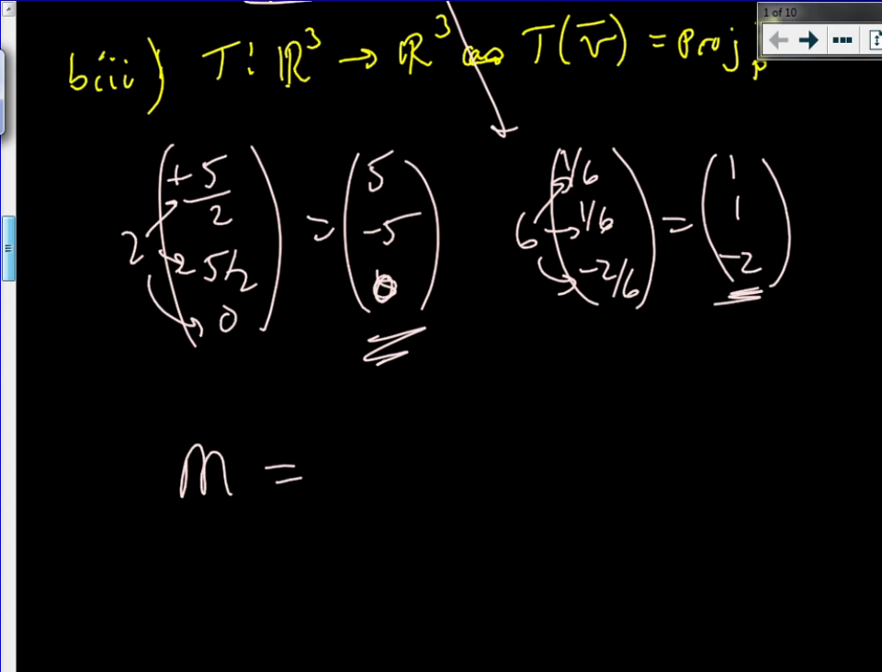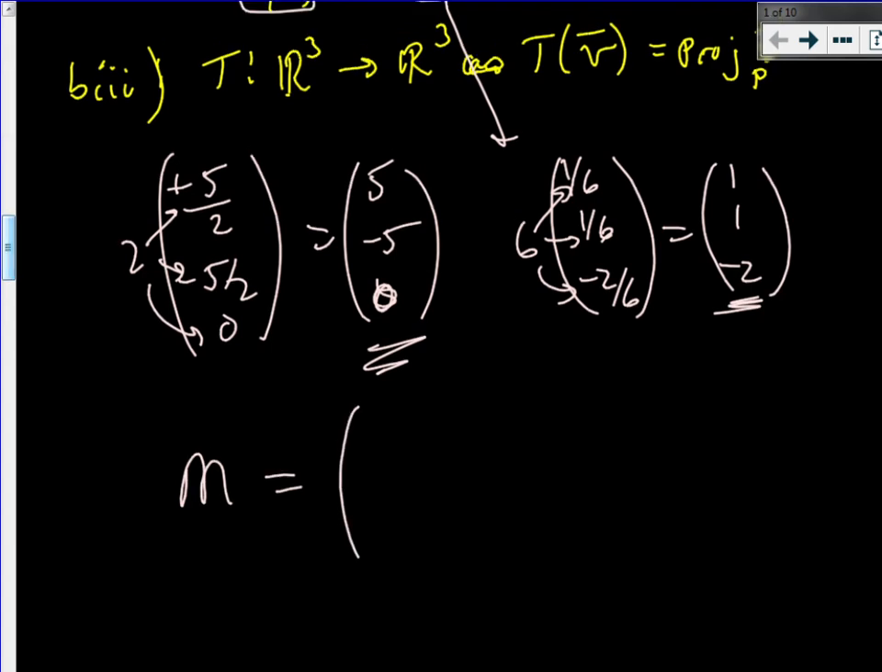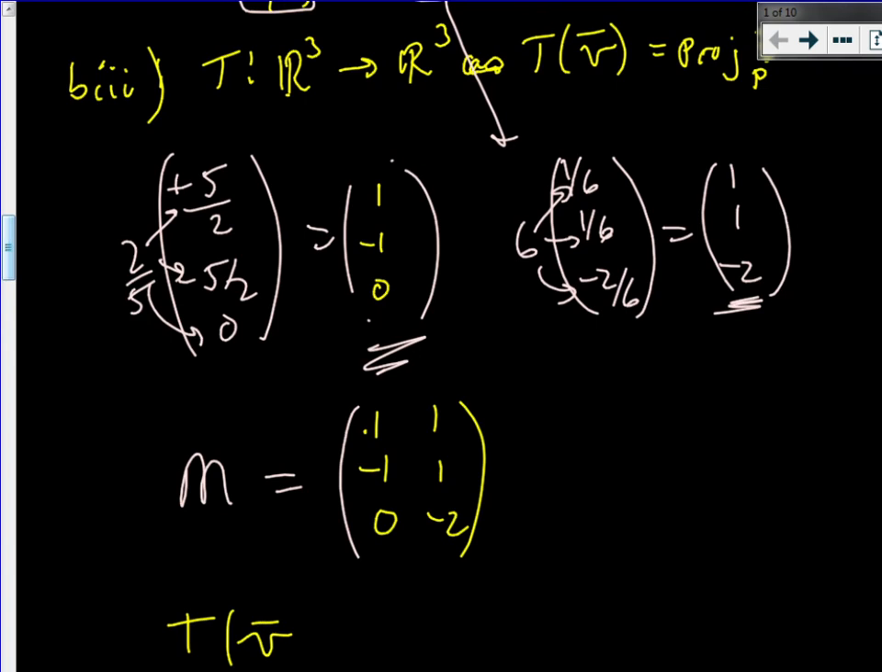You let the matrix equal these. Now, let us now divide by 5. This will just become 1, negative 1, and 0. Okay, so 1, negative 1, 0, 1, 1, negative 2. That's the matrix. That is the matrix. That is, T of V is the same thing as the matrix with columns 1, negative 1, 0 and 1, 1, negative 2 times V.